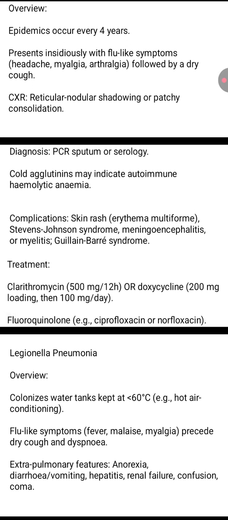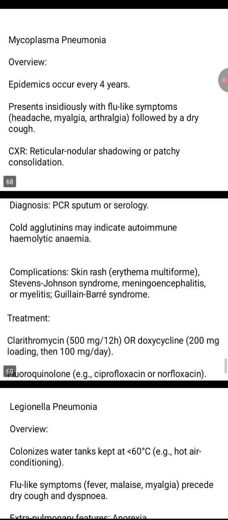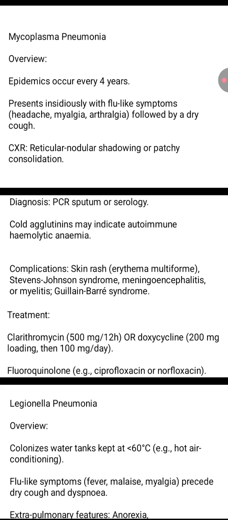Treatment: clarithromycin 500 mg 12 hourly or doxycycline 200 mg loading and 100 mg per day. Fluoroquinolone can also be added to treat Mycoplasma pneumoniae, fluoroquinolones like ciprofloxacin or norfloxacin.